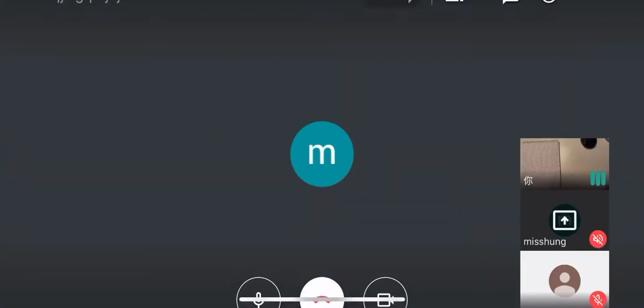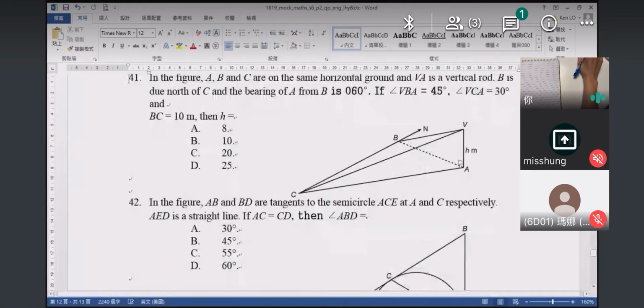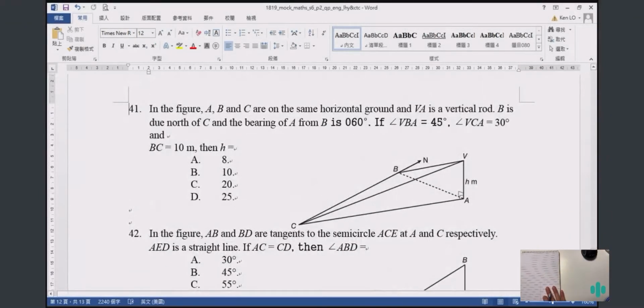Okay, let's start. I hope that all of you can repeat this video about these 5 questions. Today we will have a short live video because we only have number 41 to number 45. Okay, so let's continue with question number 41.